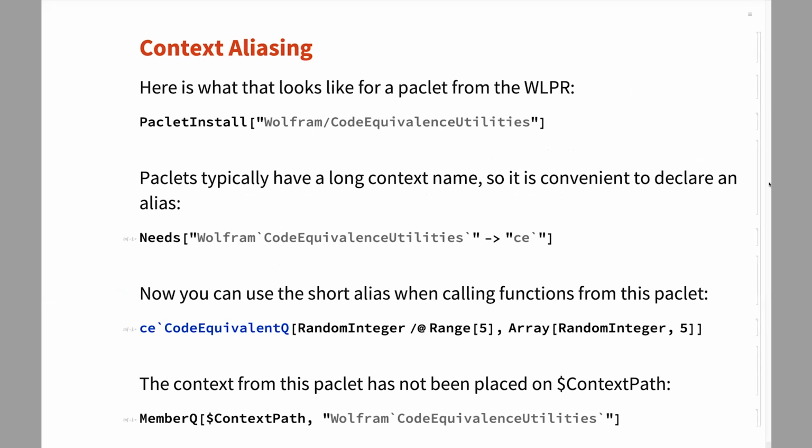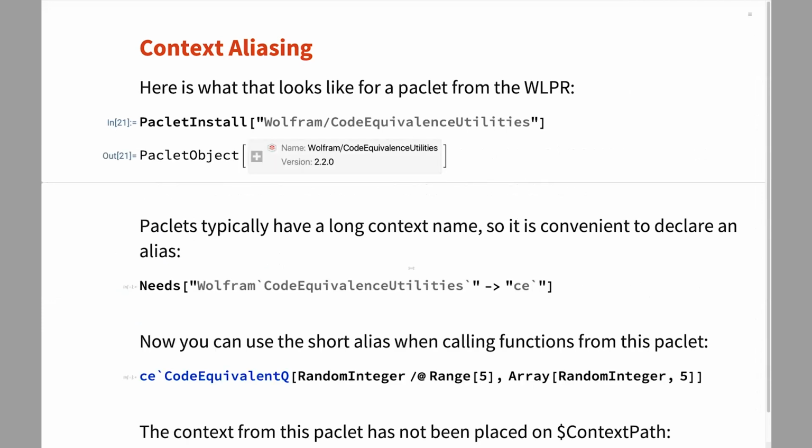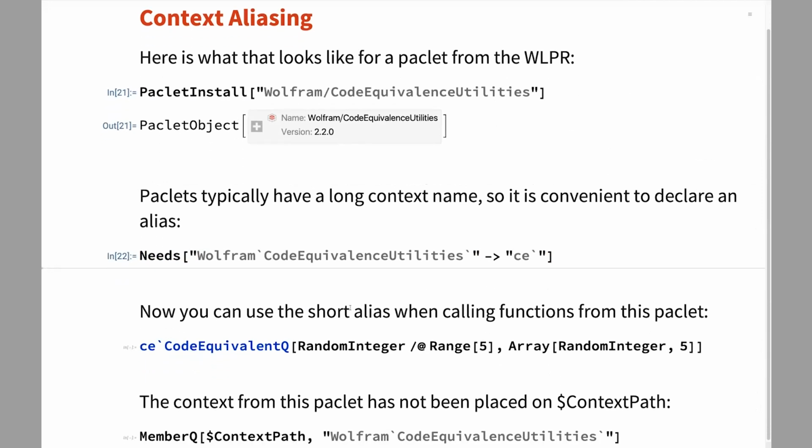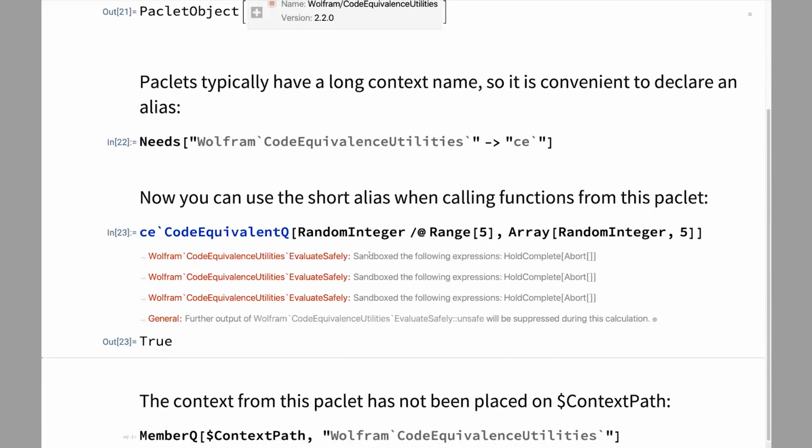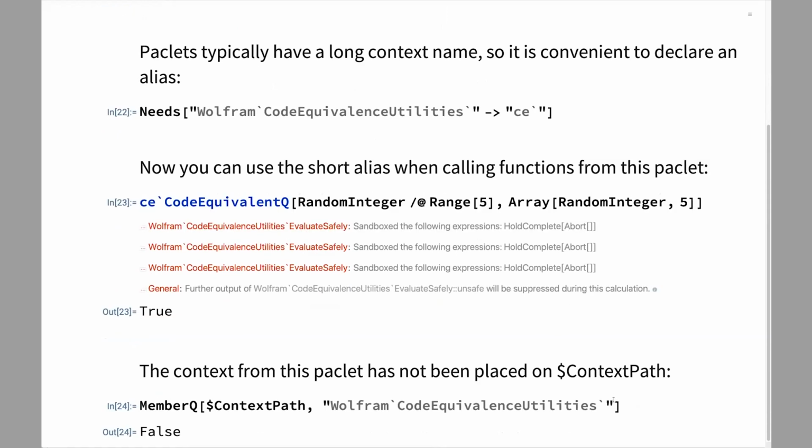So this is what it looks like for a Packlet from the Packlet repository. I've got this Packlet, Wolfram code equivalence utilities, install it. And if I call needs in this form, I can now use this short alias when I'm calling functions from this Packlet. And you can see that Wolfram code equivalence utilities is not on the context path.